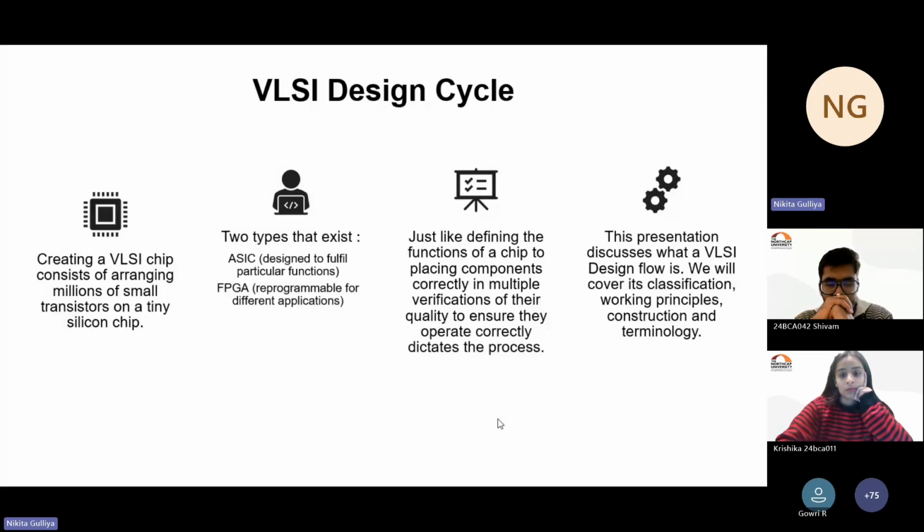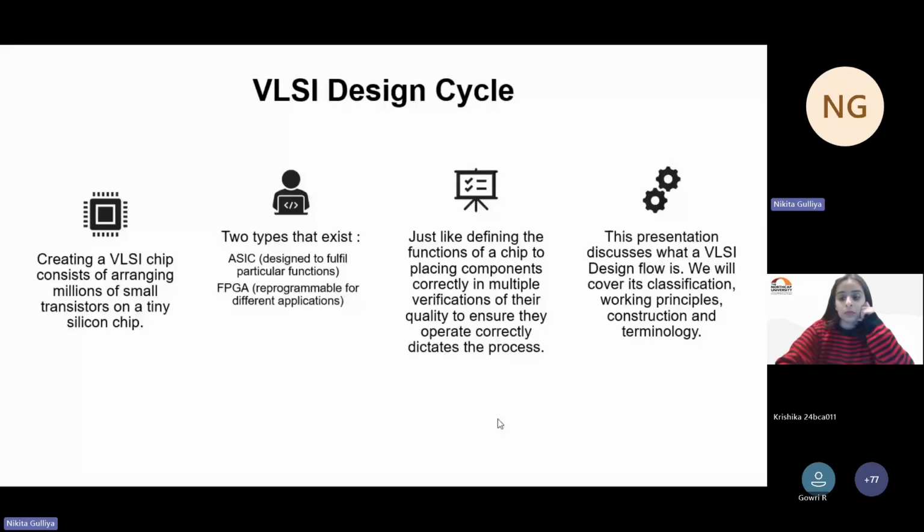Broadly, there are two main types of digital chips. The first one is ASIC or application specific integrated circuit. These chips are designed for a specific function and cannot be changed after manufacturing, like the mobile phone you must be carrying in your hand or the laptop in front of you. The second type is FPGA, which stands for Field Programmable Gate Array. These chips are reprogrammable and are often used for prototyping or flexible applications, also used for testing.